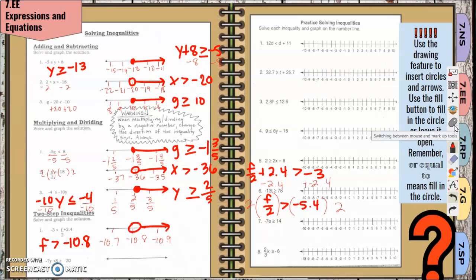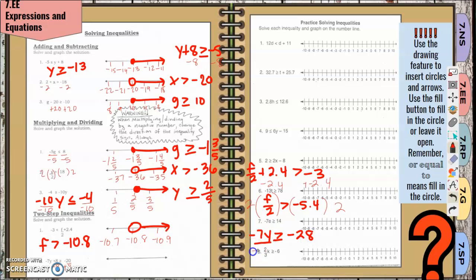All right, number 2. The variable's already on the left, so I'm going to subtract 8. Negative 20 minus 8 becomes negative 20 plus negative 8, which is negative 28. Negative 7y is greater than or equal to negative 28.